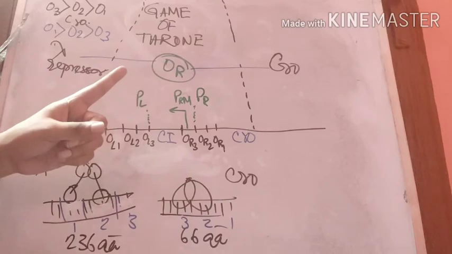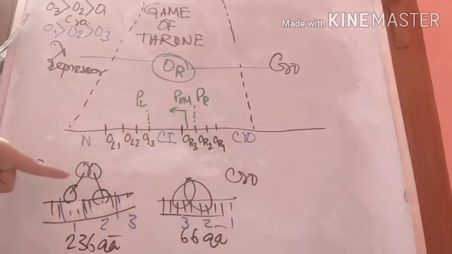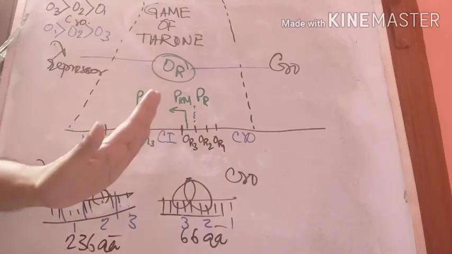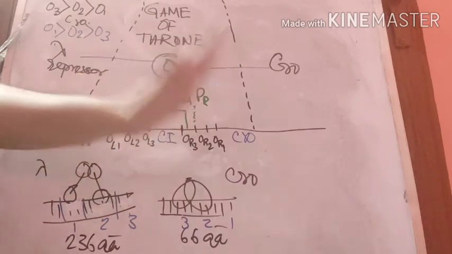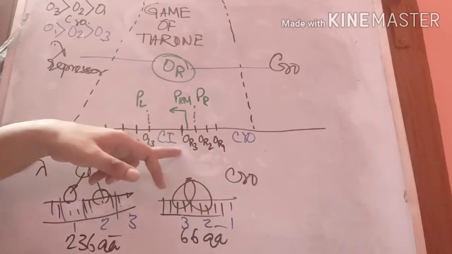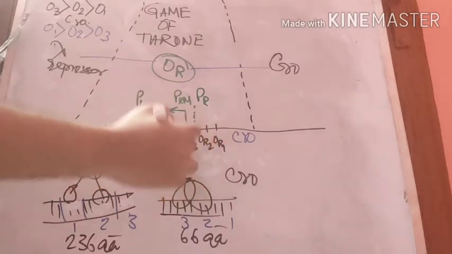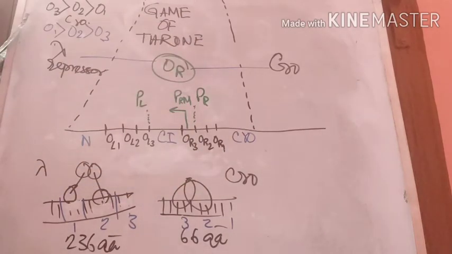So the first lambda repressor, which is synthesized from PRE, will bind to OR1. And then the other dimer will bind to OR2. And thus, it will shift the momentum towards lambda repressor binding from Cro. So in a nutshell, we can say that consider this throne: OR1, OR2, OR3. These are the three parts of a single throne.